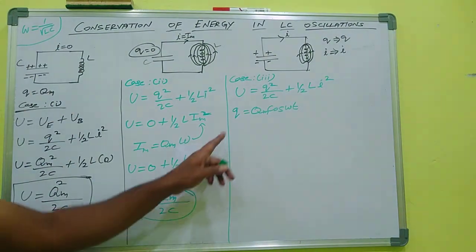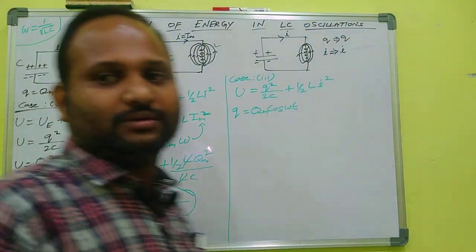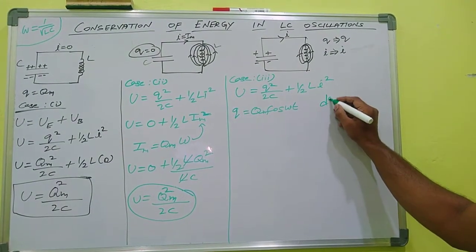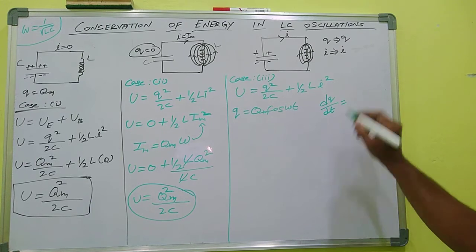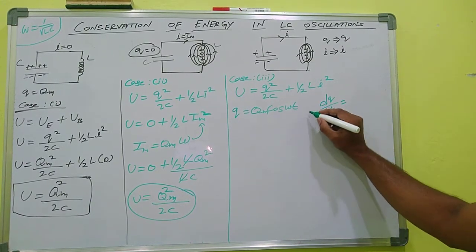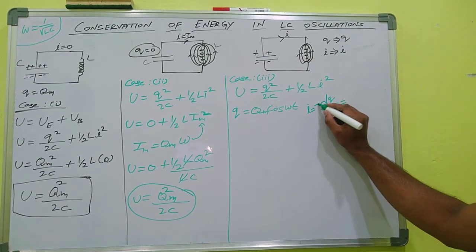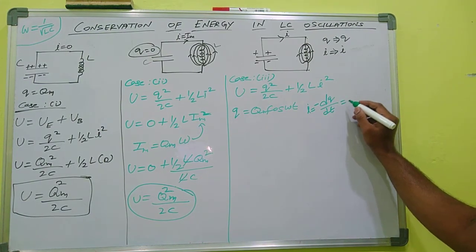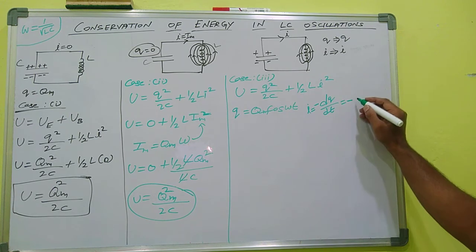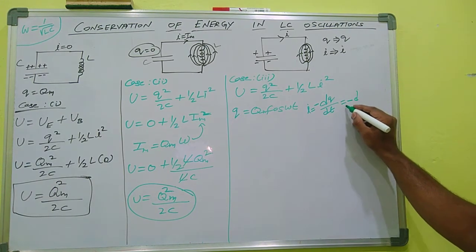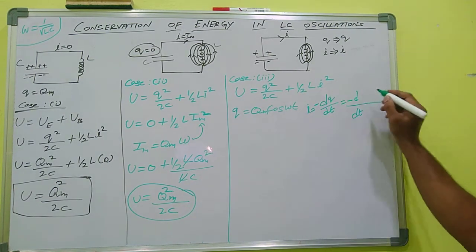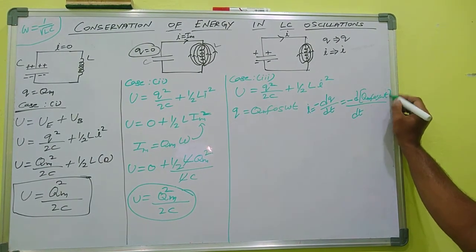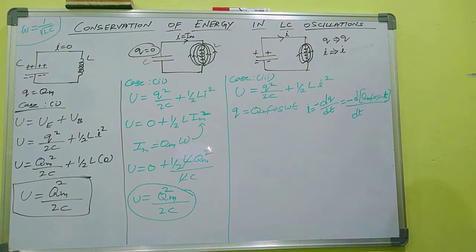We can find the value of I with the help of Q. How? We know very well the rate of flow of charge constitutes electrical current. dq by dt is equal to I. So I is equal to minus dq by dt. Why are we putting minus here? I will tell you, please wait. So minus d by dt of q. What is the value of q? The value of q is qm cos omega t.